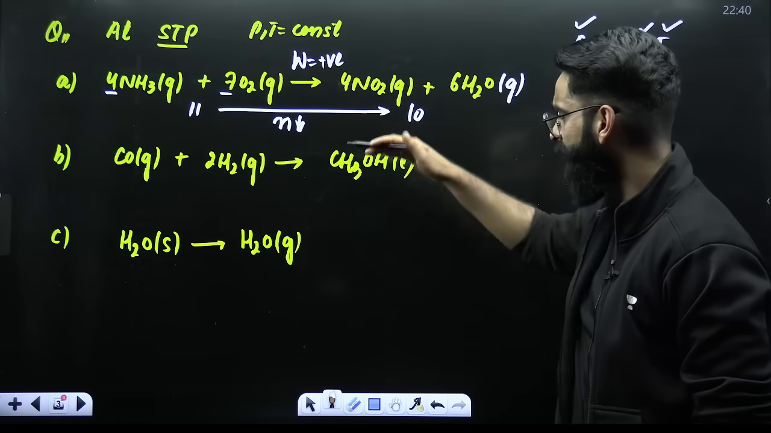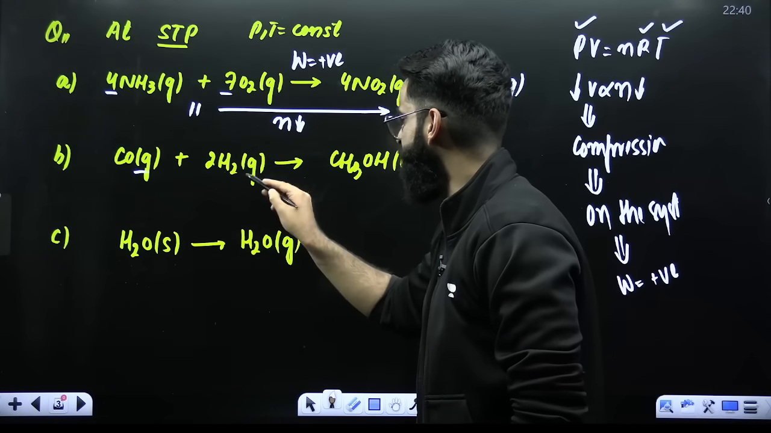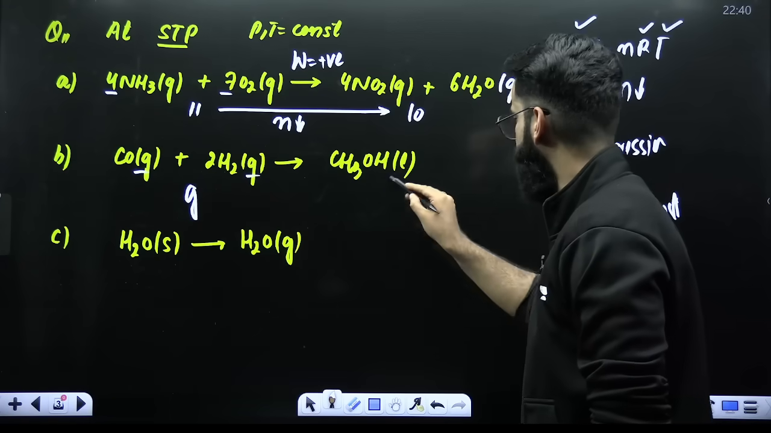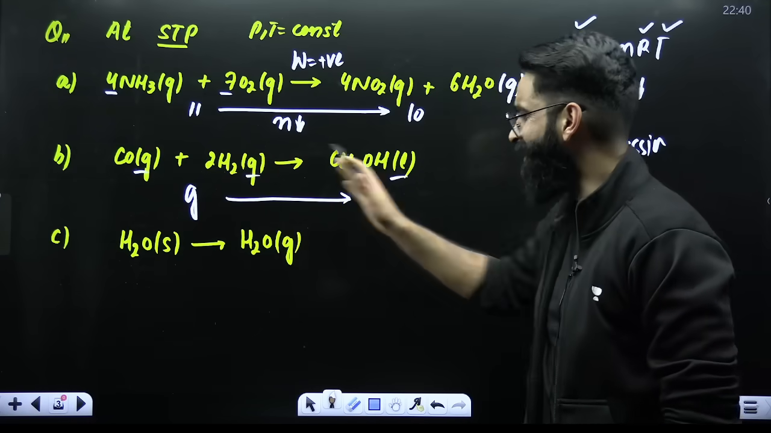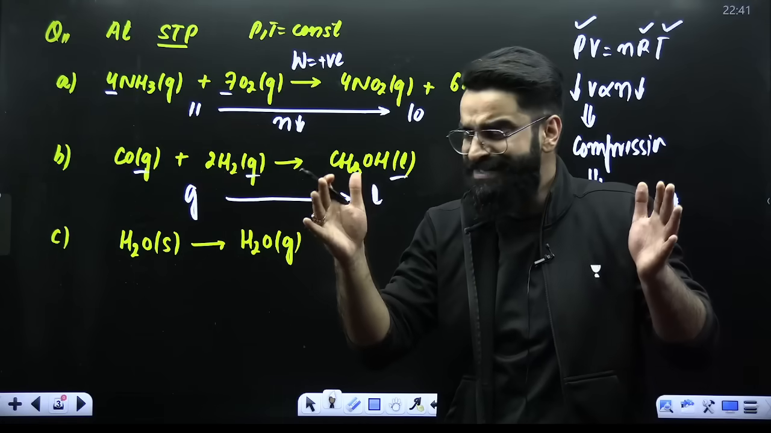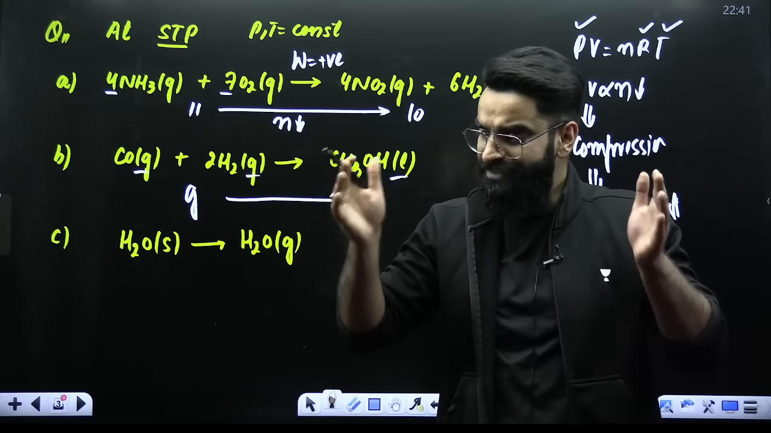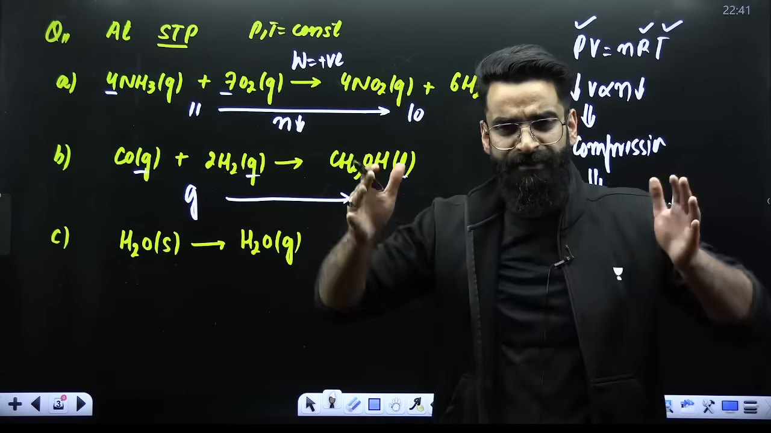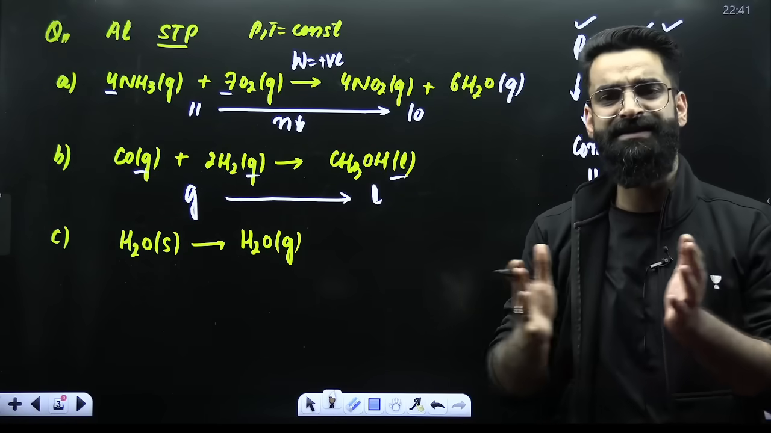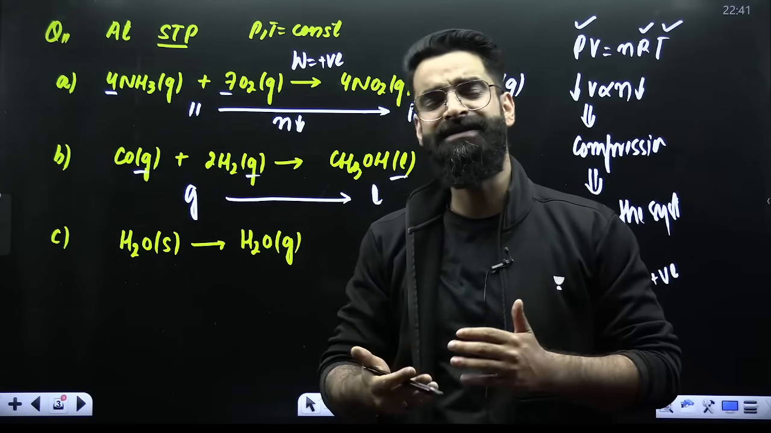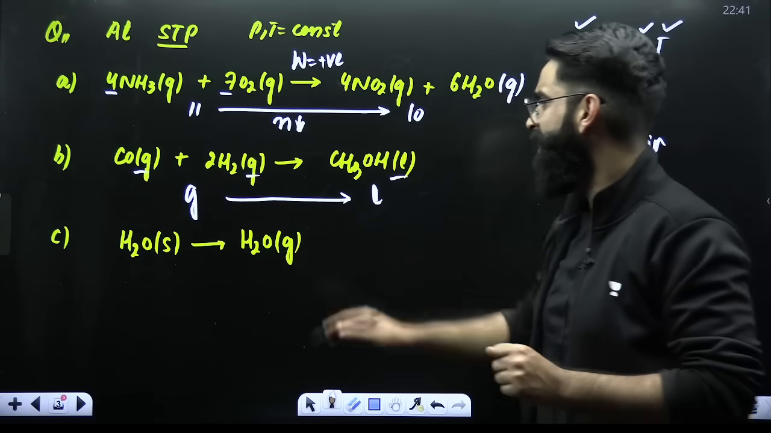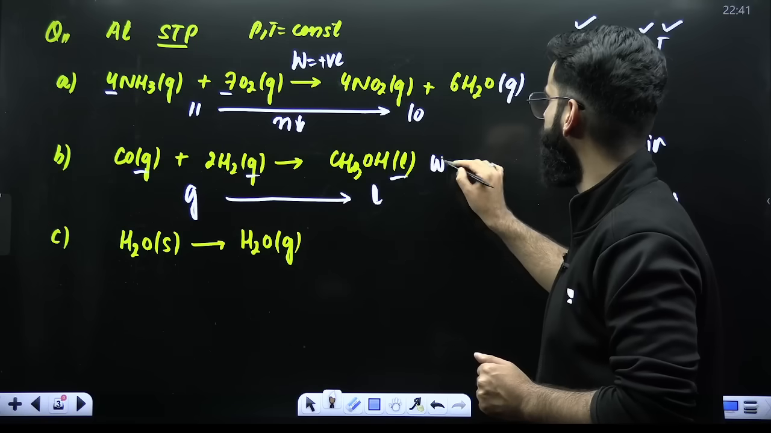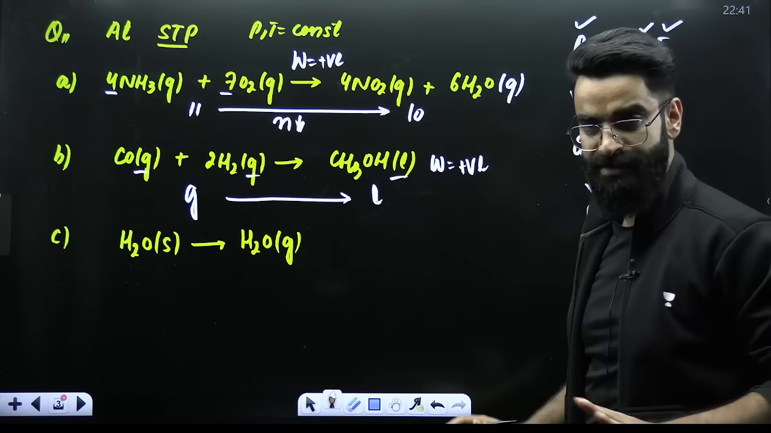Number two, on reactant side, you have got gases. On product side, you have got liquid. So during this process, your gases are getting converted into liquid. And when gases are getting converted into liquid, that means molecules will be coming closer. If molecules are coming closer, volume of the system decreases. Decrease in the volume of the system is what you call compression. Whenever there is compression, work is done on the system. And whenever work is done on the system, W value is again taken to be positive, right?